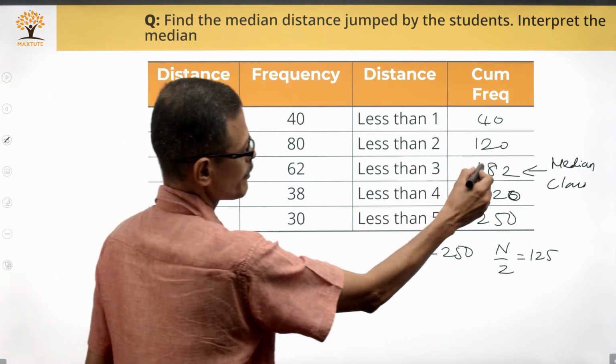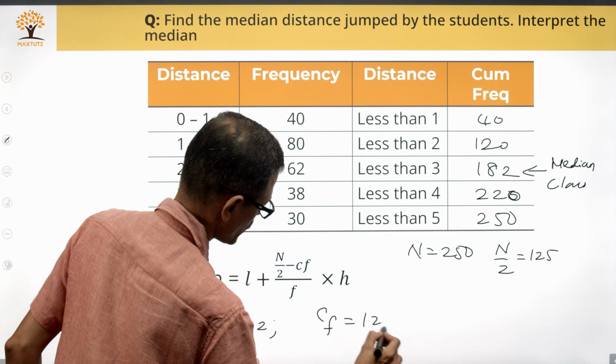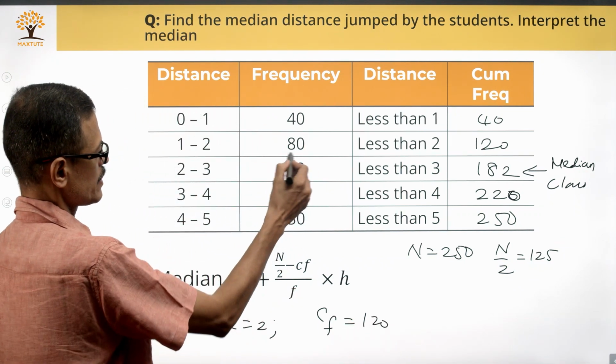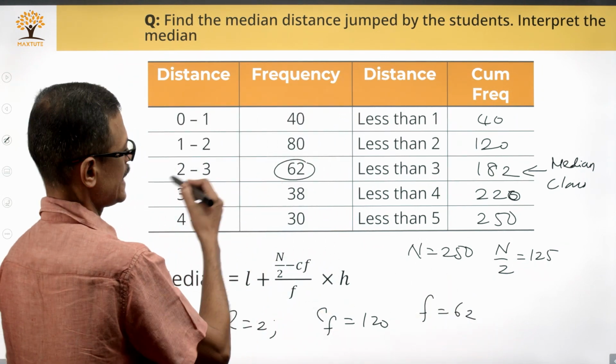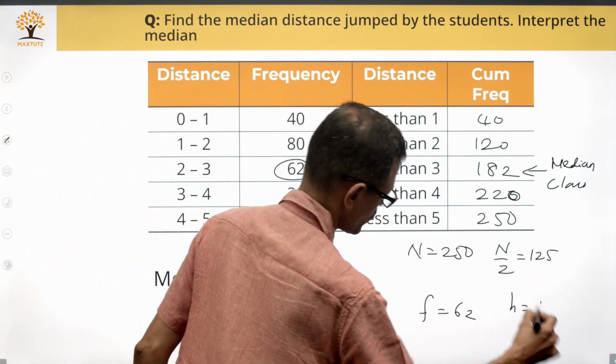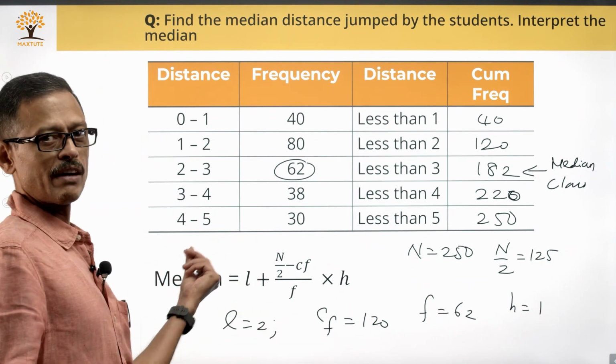CF is the cumulative frequency of the class before it. So CF for us is equal to 120. F is the frequency of the median class, which is equal to 62. And lastly, the height of each of these classes is equal to 1. So we have all the data. We just need to plug them in and compute the value of the median.